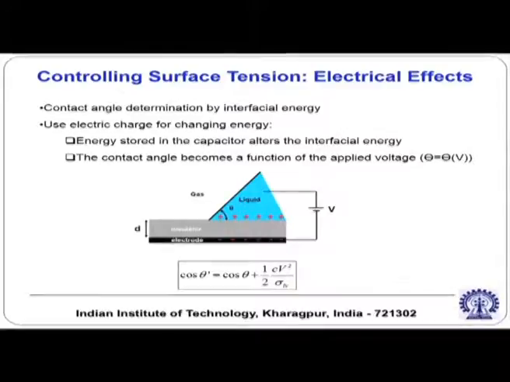Very common insulators or dielectric layers are like Parylene, for example. There are several different types of materials, you can even use PDMS as a dielectric layer. So you have a dielectric layer and on the top of that you may have a hydrophobic layer like Teflon, for example. Teflon is a very common hydrophobic layer.